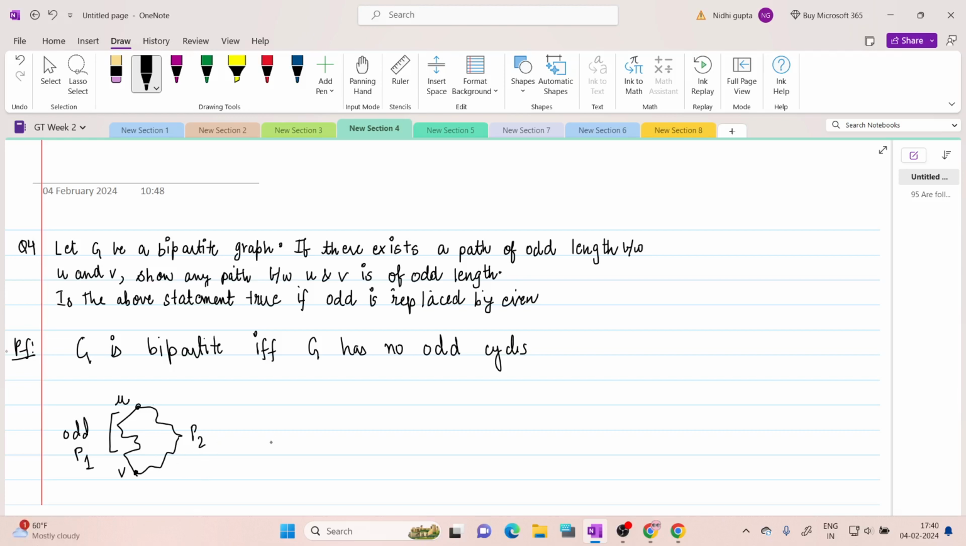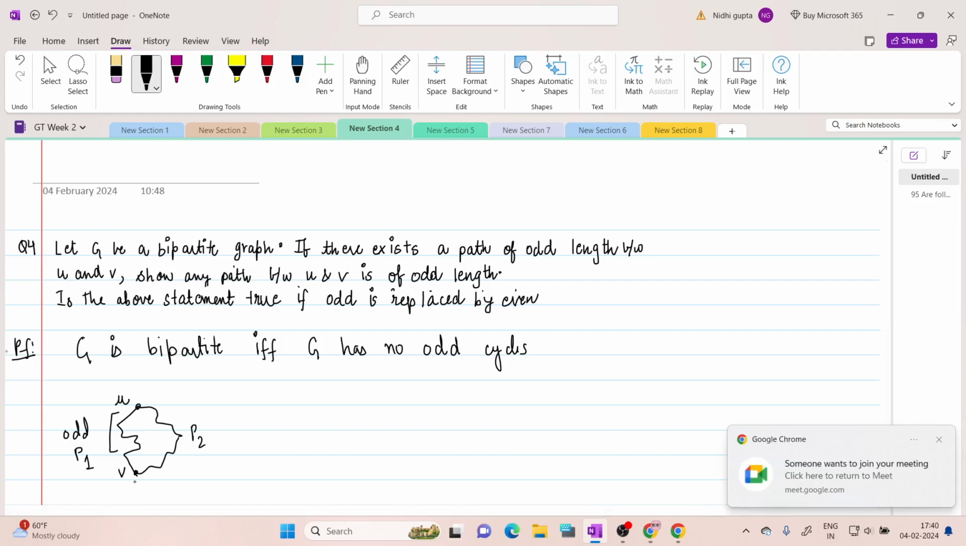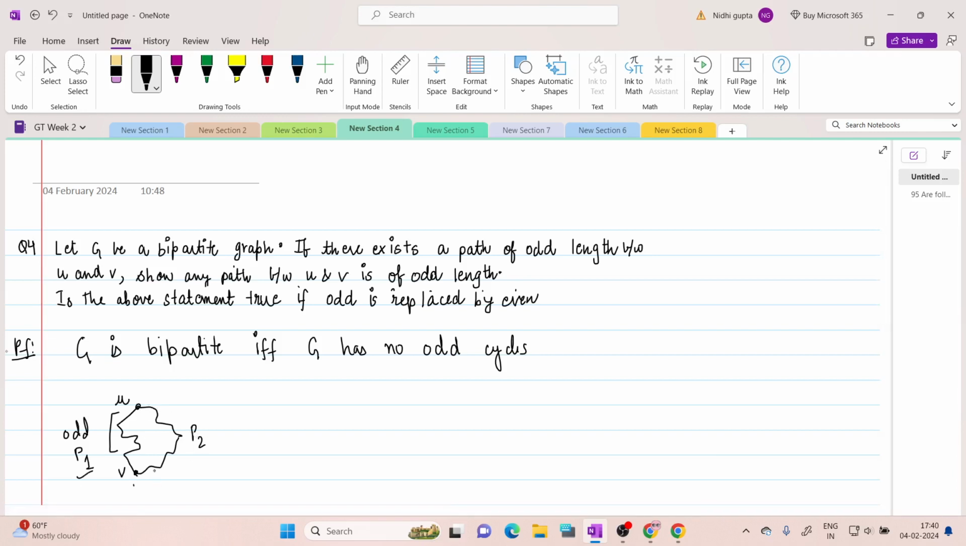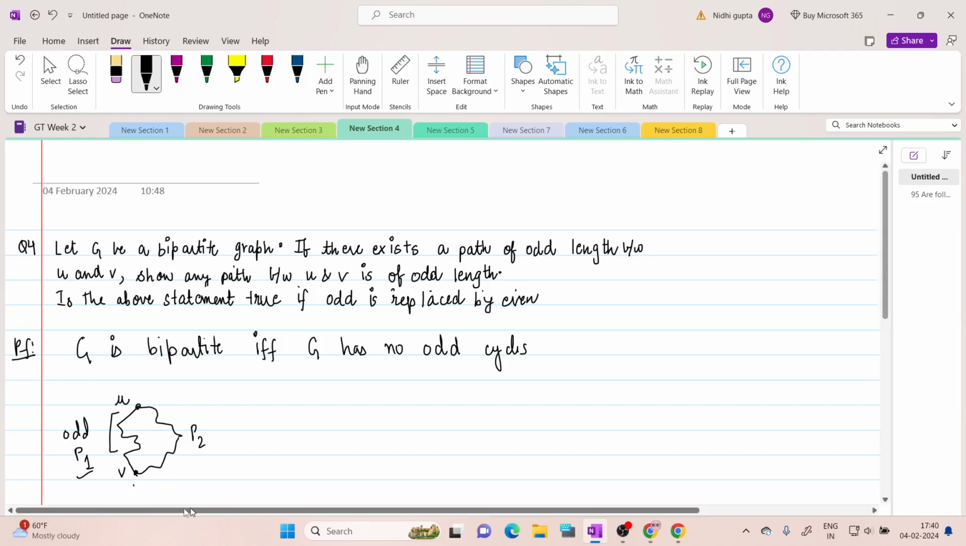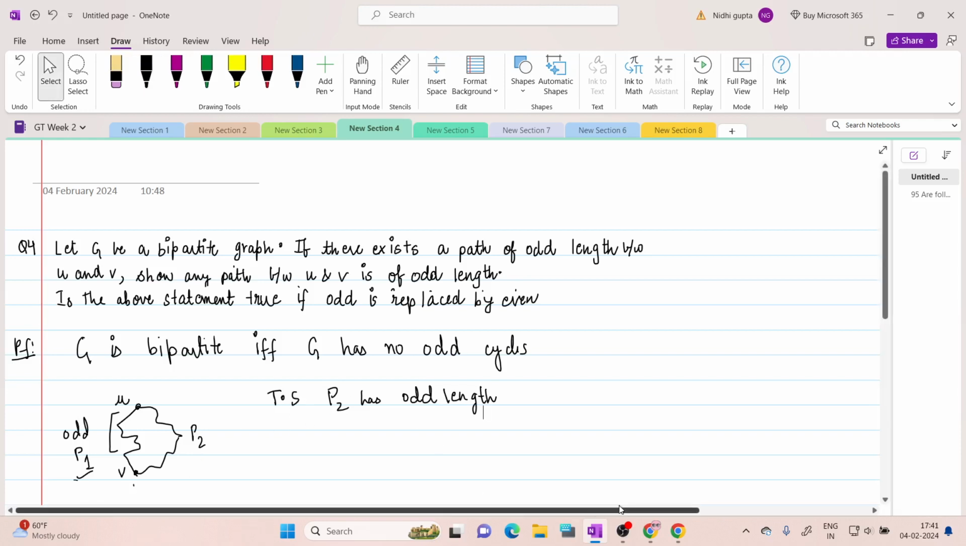So now why is this true? U and V are two vertices of a bipartite graph G, and they have a path of odd length, say P1. Now the question says that any other path between U and V should be of odd length also. Why is that true? So this is P1, it has odd length. Now we have to show P2 has odd length. Why do you think it is true? Can P2 have even length?